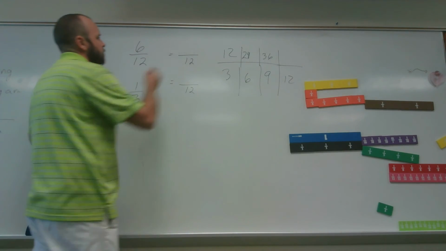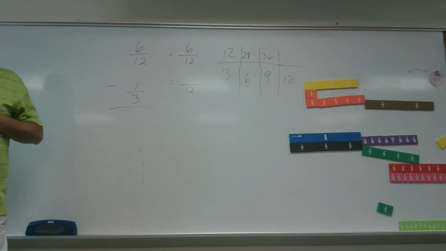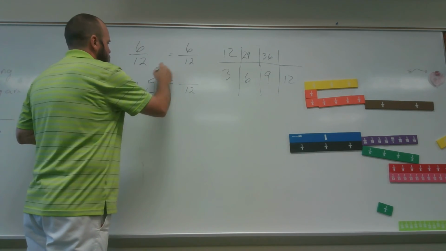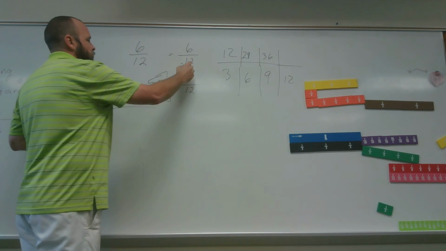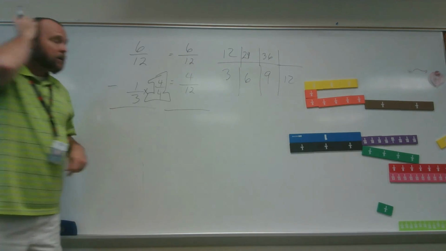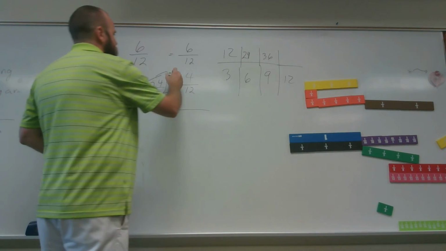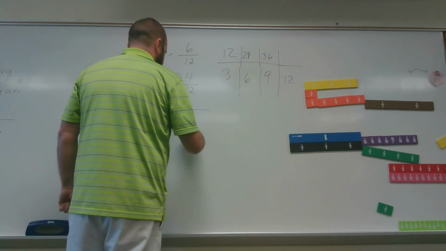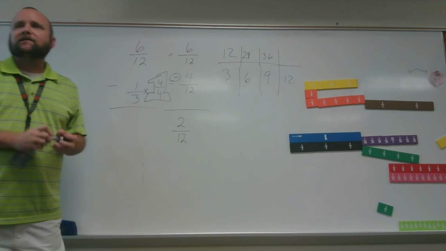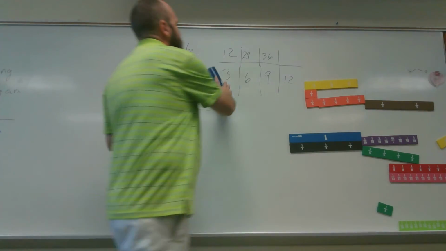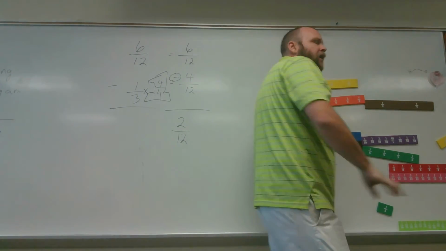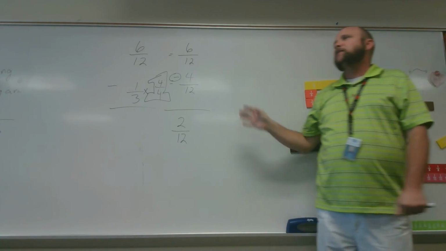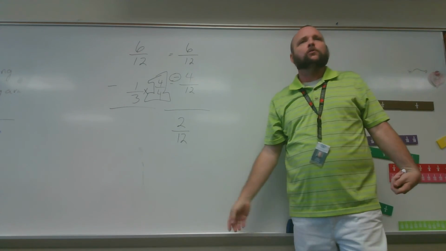Okay, this is already 6/12. I need to multiply this by 4 over 4 to give me 4 twelfths. 6 twelfths subtract 4 twelfths is 2 twelfths. Now I need to see if I can simplify 2 twelfths. See, nothing that we do in fractions is beyond your ability to do it. Do you want to go through all the steps or would you rather get it wrong?